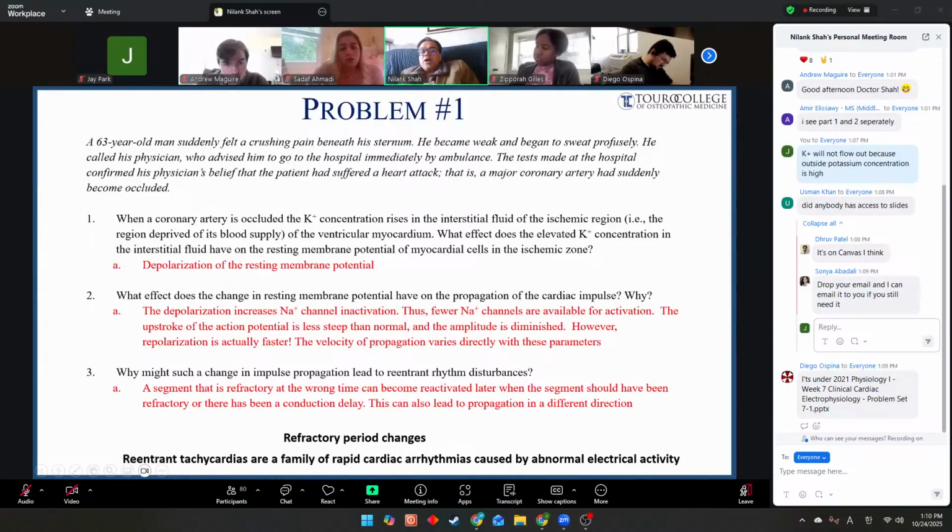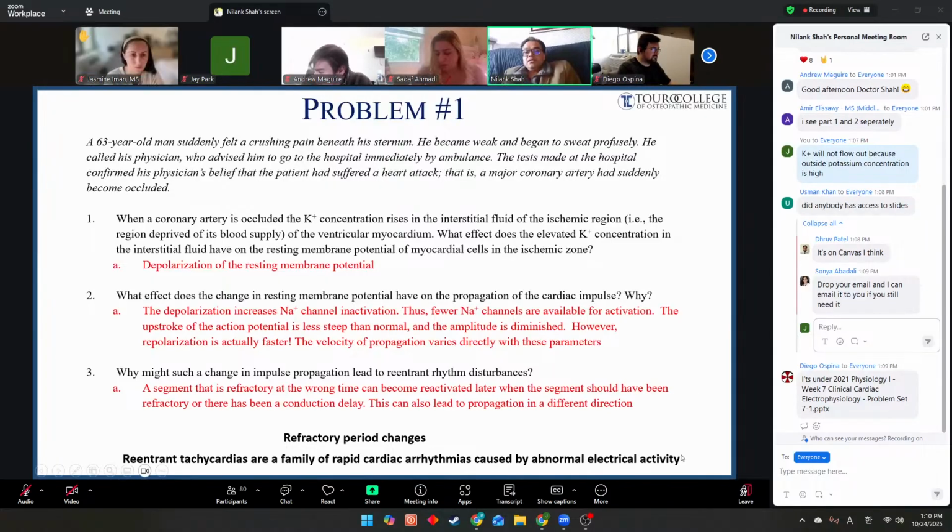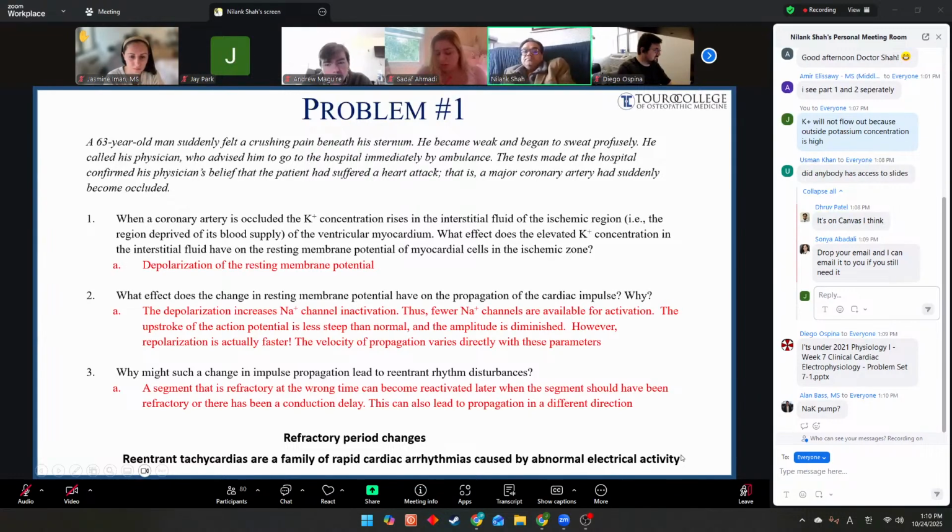Why is the resting membrane potential negative? Very simple question. Yes, Jasmine. Is it because there are more potassium ions within the cell, so the cell is going to be closer to potassium's equilibrium potential? Say that again. I said because there are more potassium ions within the cells, so the cell's membrane potential is going to be closer to potassium's equilibrium potential. Yeah, you're right, but why?